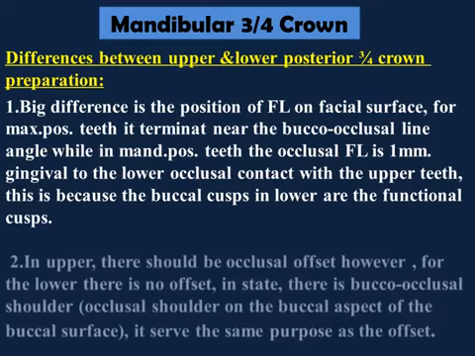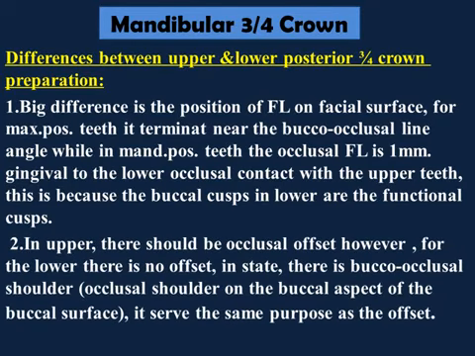The second difference is in the upper posterior teeth, there should be occlusal offset, but for the lower posterior teeth, there is no offset. Instead, there is a bucco-occlusal shoulder, which serves the same purpose as the offset.